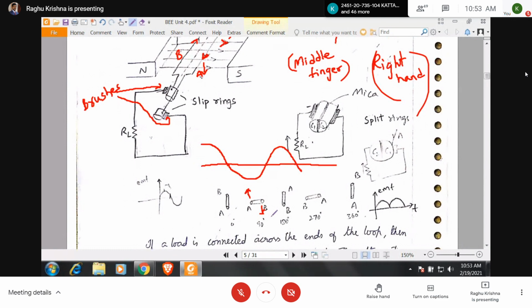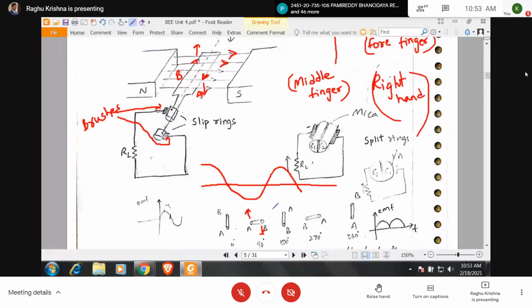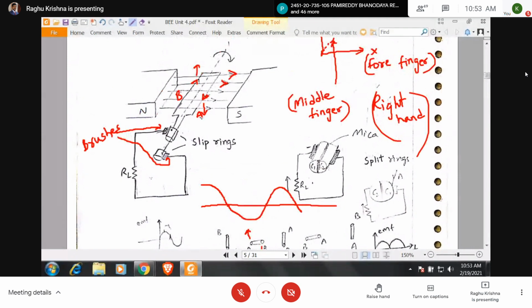So here the direction of the motion of the conductor is changed. But here you can see B is always connected to this brush. A is always connected to this second brush. Okay. So what about the direction of the current? So here in this case, you can see the direction of the current. A is connected to this second slip ring, and it is connected to the brush, and this will be the direction of the current. In this direction, the current will be flowing.